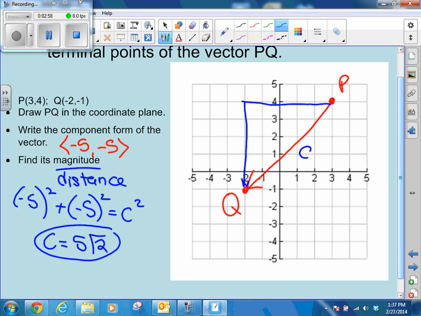Now we're going to switch gears. For the word problems, when I find magnitude, you will actually get the decimal, because we're talking about a specific distance. Okay? Does this make sense?